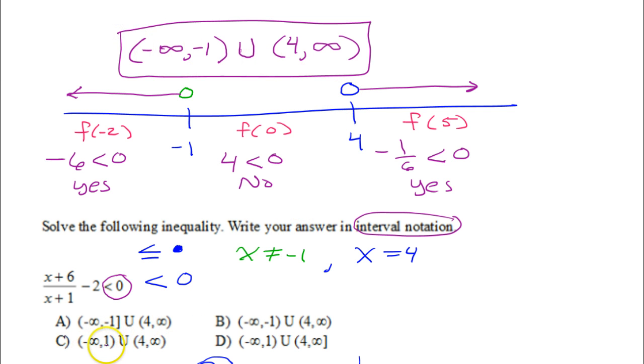So looking down here for it, alright, okay, I think this is going to be it. -infinity to -1, alright, round parentheses, and 4 to infinity. So the answer is B. Okay, so the only difference between A and B is that A has a square bracket at the -1, and that's no good. So the answer is B.